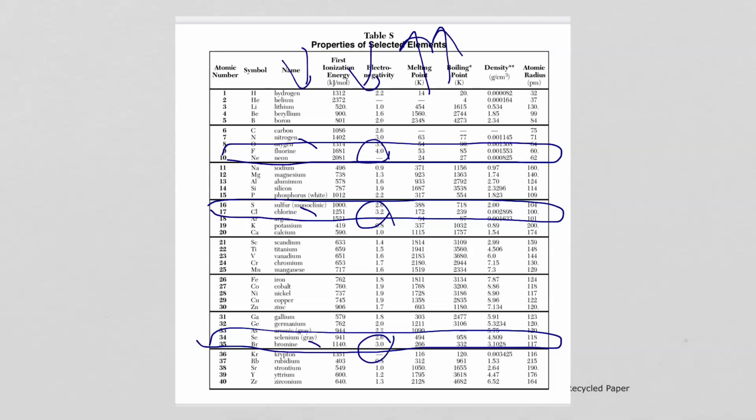Our densities, fluorine is of course a gas, fluorine and chlorine. Okay, it's becoming more dense as we go up. And atomic radius, fluorine, of course, is the smallest at 60 pm, then 100, and then 117. That's going up. All right, with this information now, let's go back to the choices.